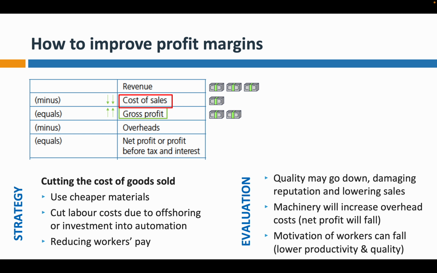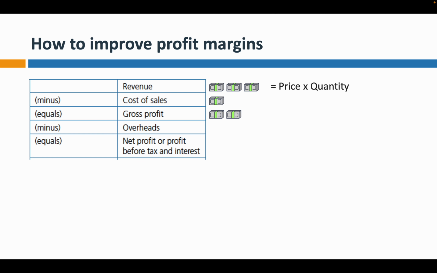Also, if you reduce workers' pay, or if you decide to move to a lower income country, the motivation of your current workers can fall, and this might lead to either lower productivity and or lower quality. These are just some examples of how you can evaluate this particular strategy. Obviously, it has its benefits, but the idea, as I'm going to show you later, is to always find the balance in your arguments.